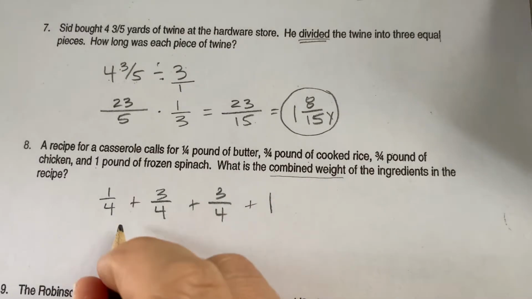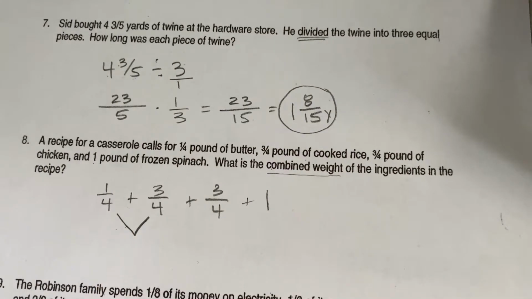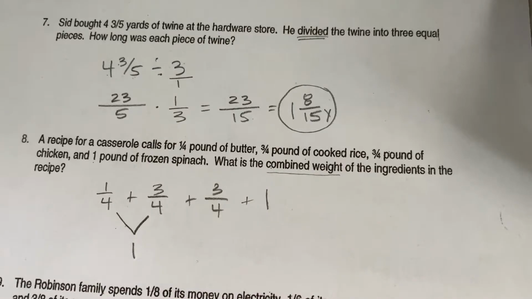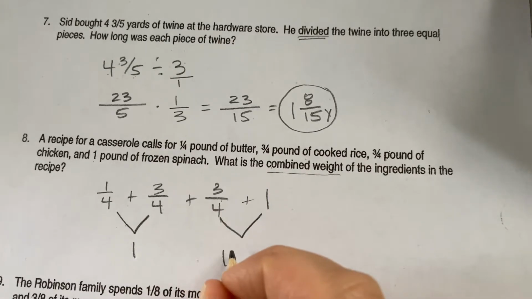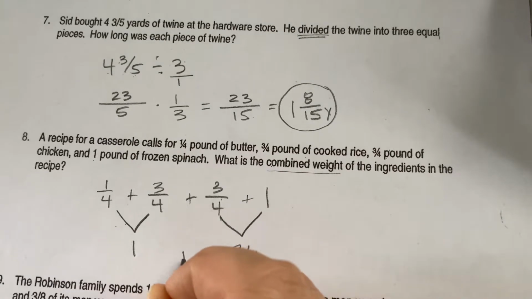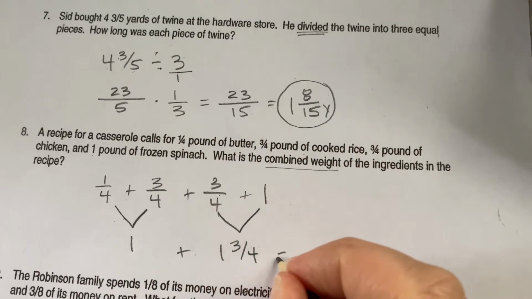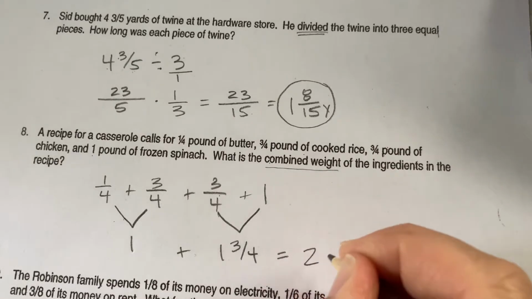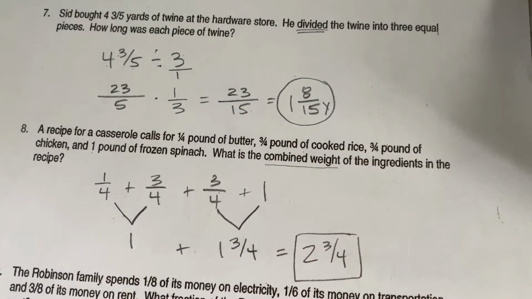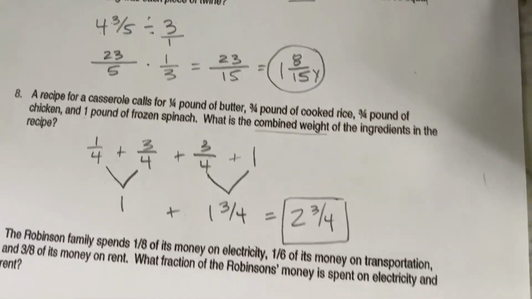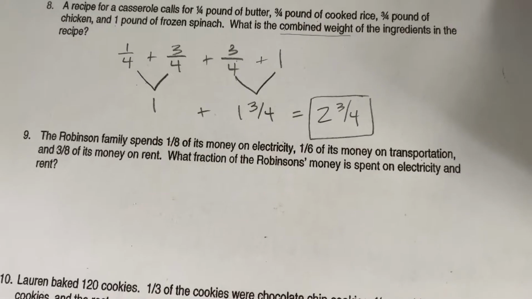So for example, I know that 1/4 plus 3/4 would be 1, and I know that 3/4 plus 1/4 would be 1 3/4. So this I can all easily do in my head. So your final answer would be 2 3/4. All right, that one's not too bad. Go ahead and try number 9.